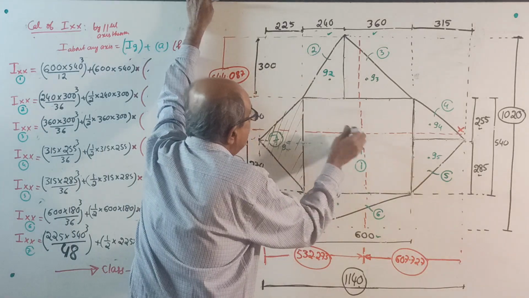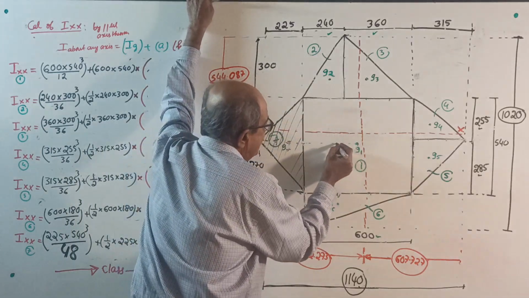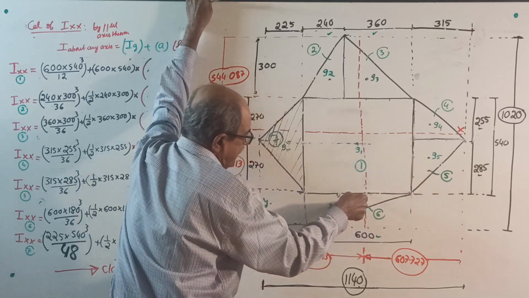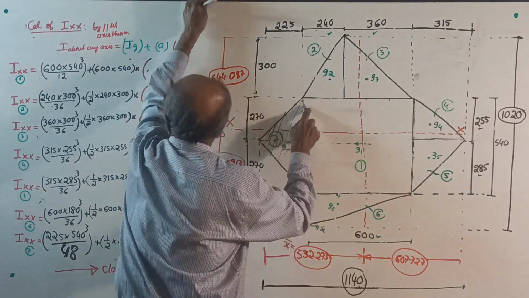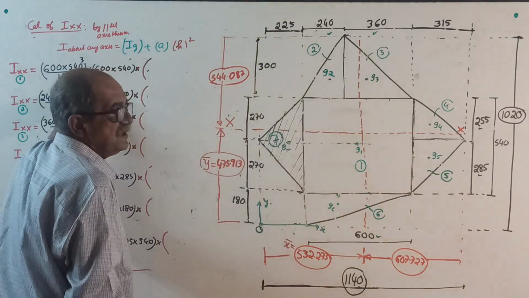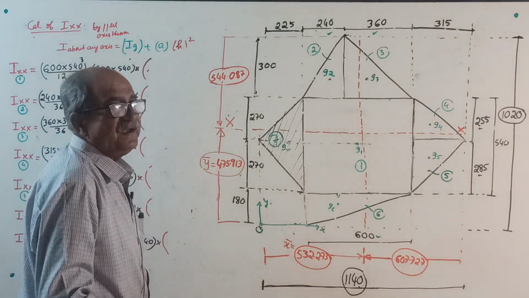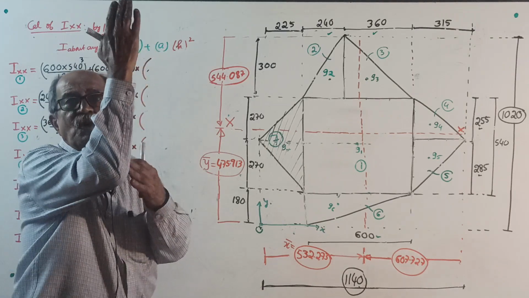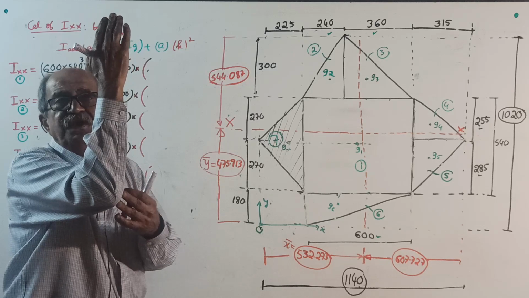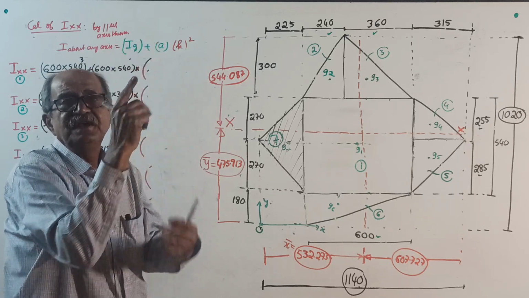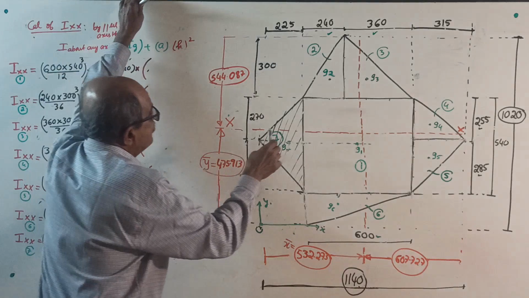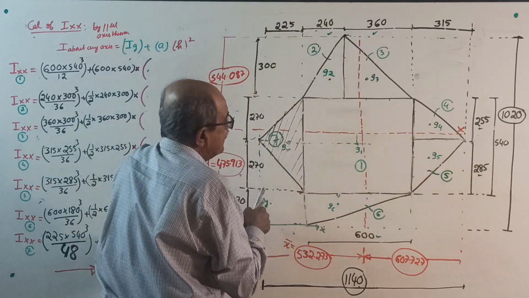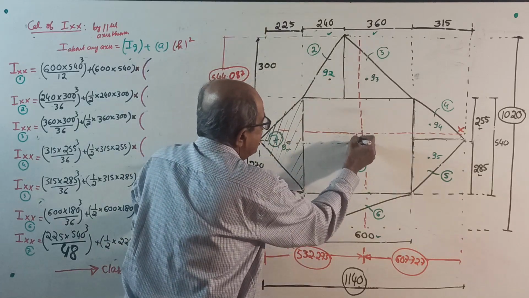Come to figure number 1. Passing through the centroid parallel to XX, its own centroidal axis: 600 into 540 cube by 12. Rectangle is 12, triangle is 36, except for an isosceles triangle where, about that axis which is common for both sides, it is 48. Plus area into this distance square. So red color, this distance square is here.